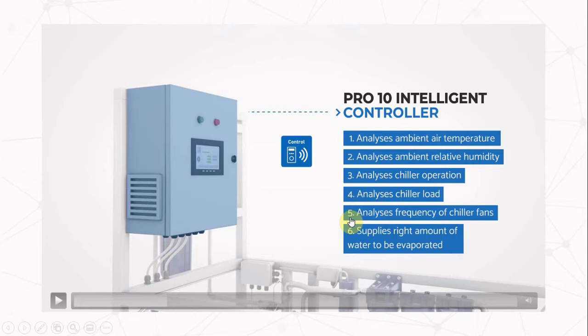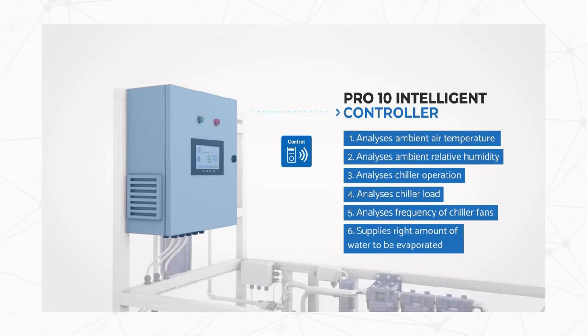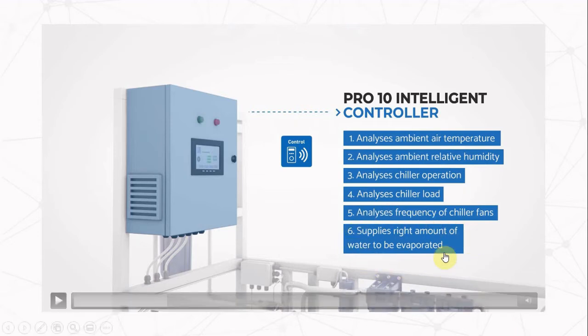In the adiabatic process, it is very important to monitor what the actual chiller airflow is and what the ambient temperatures and humidity levels are. It is only when you know all three parameters mentioned above that you are able to calculate the right amount of water to be evaporated. To supply the right amount of water is of critical importance.